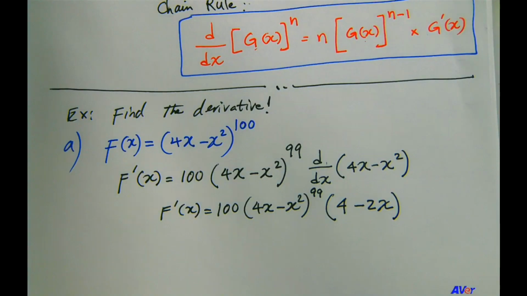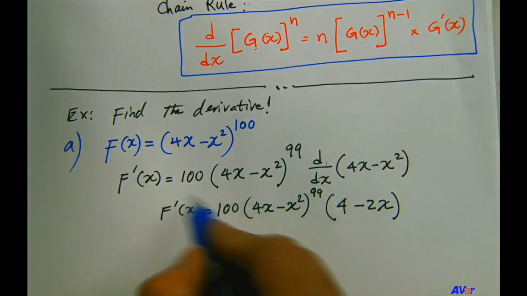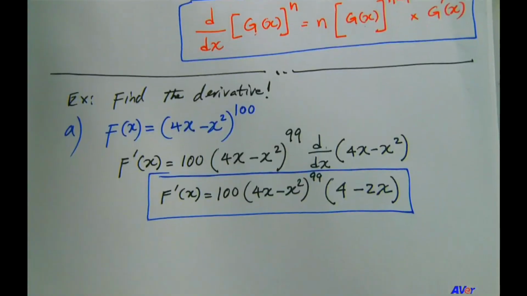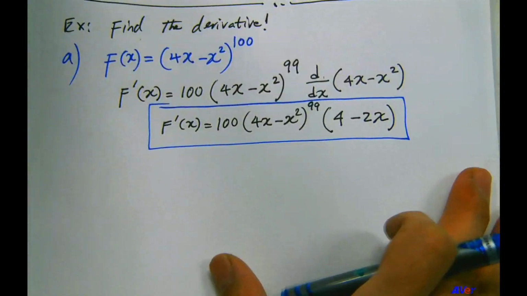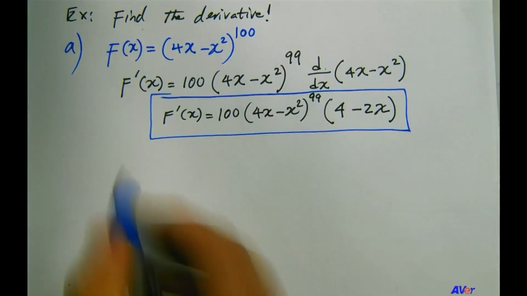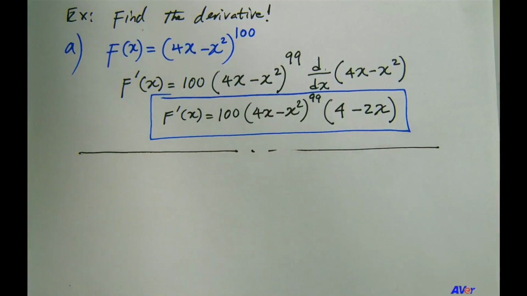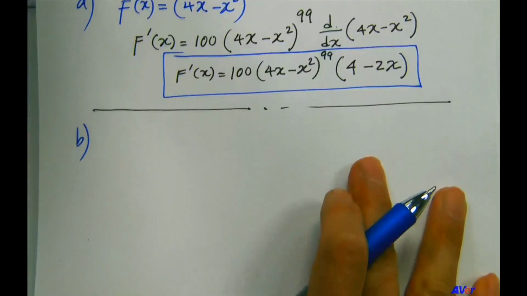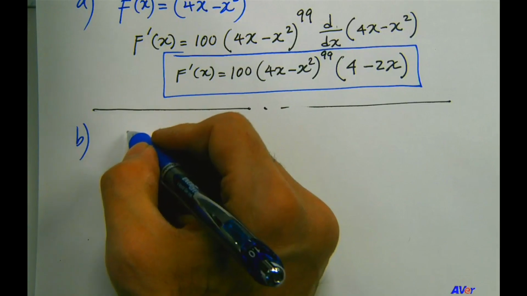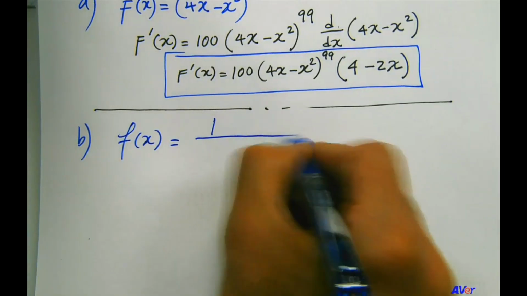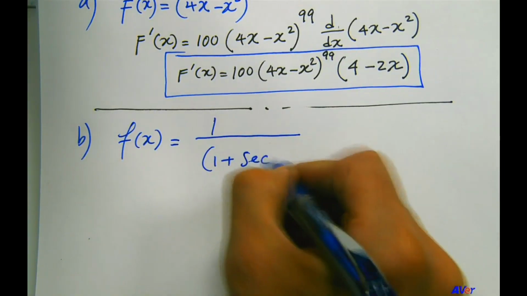Okay, so this is pretty much what we leave it as, like that. So that's the derivative of that, combining the power rule and the chain rule. I hope this matches what you found in your own solution. So let's see another one, and we'll call this part B. Suppose we want to find the derivative of this function, f of x equals 1 over 1 plus secant x squared.